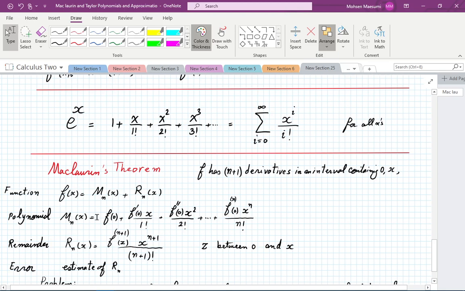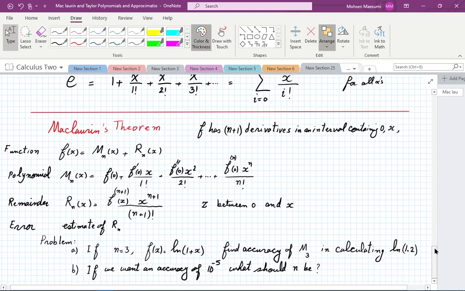We had the recipe for the polynomial. We take the function, evaluate all of its derivatives, and evaluate them at the origin for Maclaurin. All of these are evaluated at 0, and the nth derivative is multiplied by x to the power of n divided by n factorial. Those are the ingredients of the Maclaurin polynomial.